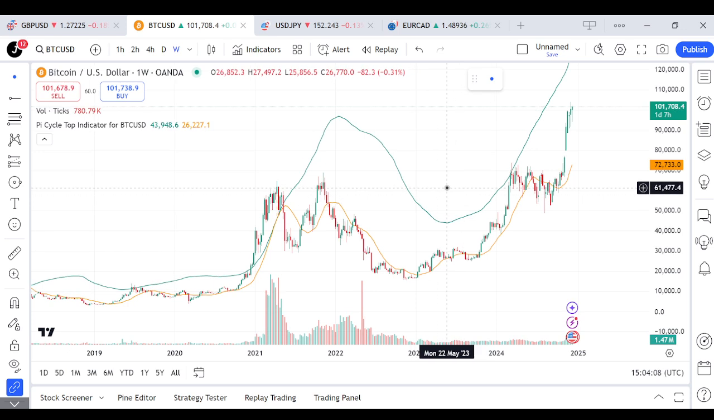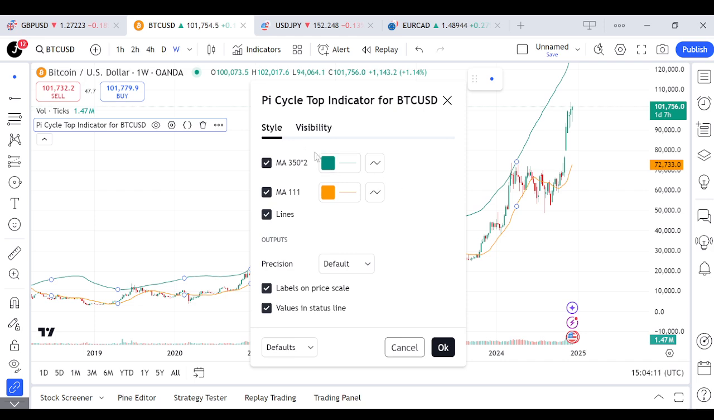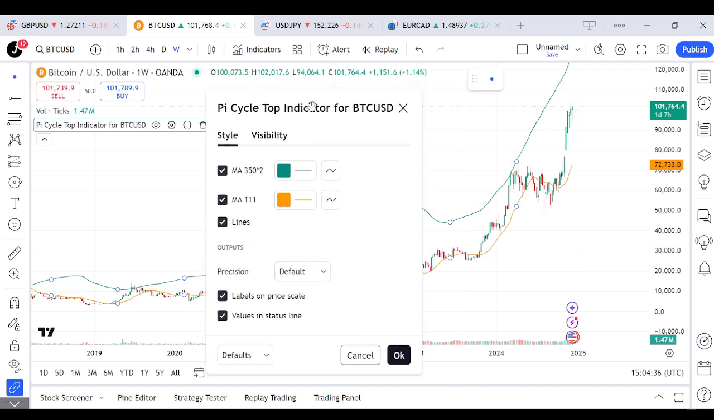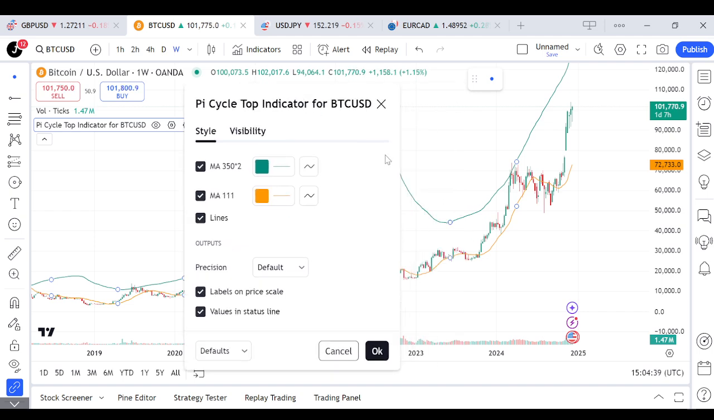So let's get started. This is the Pi cycle top, and it was developed by Philip Swift. It is a powerful tool for identifying potential market tops in Bitcoin's price action. This indicator combines two critical moving averages to generate its signals. The first one is the 111-day simple moving average, which is orange in color, as you can see on the charts. And the second one is the 350-day simple moving average multiplied by 2, and it's the green moving average. You can see it on the charts also.